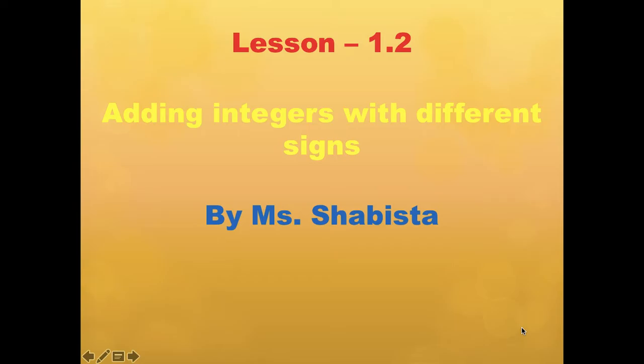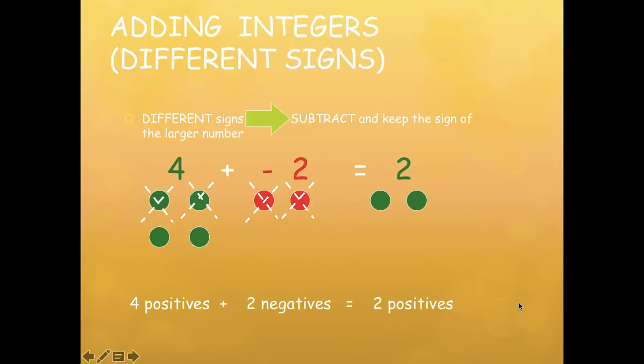It's adding integers with different signs. We have finished adding integers with the same sign, and when there are same signs we use the formula SSA. That is, same signs add, and whatever the sign the numbers have, we have to put the same sign. Similarly, for today we are going to add integers with different signs.